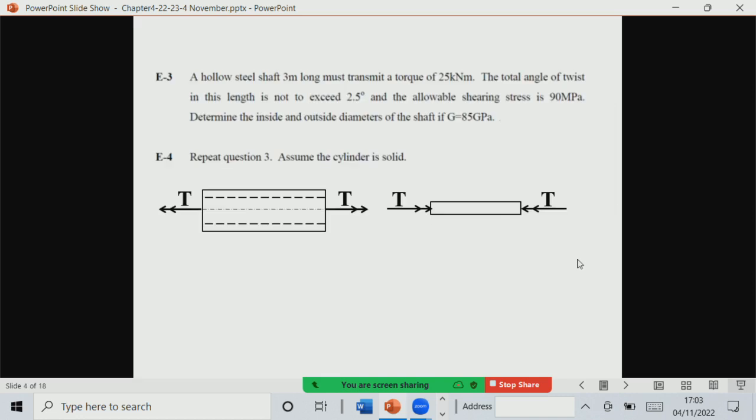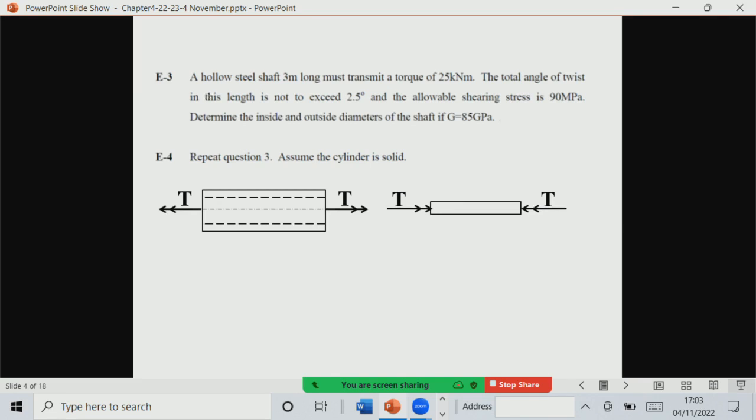Now, I started example 3 for you, I believe 2 weeks ago. I solved question number 3 for you. Now, I will briefly go through question number 4, and we left question number 3. We couldn't finish it. Questions 3 and 4 are very similar, except one of them is solid and the other one is hollow. I believe I solved question 4 for you, so I briefly go through question 4 again today, and then we move on to solving question number 3.